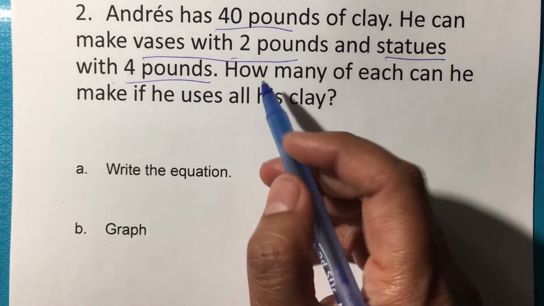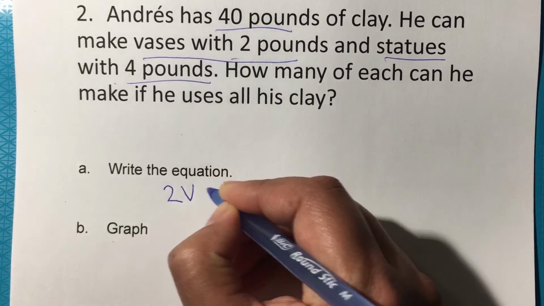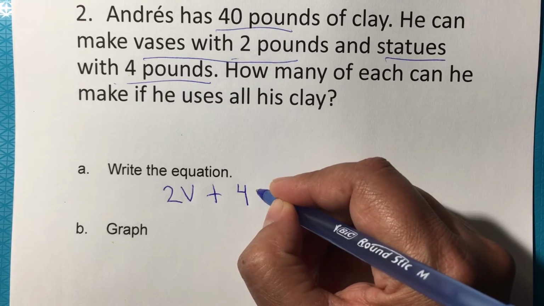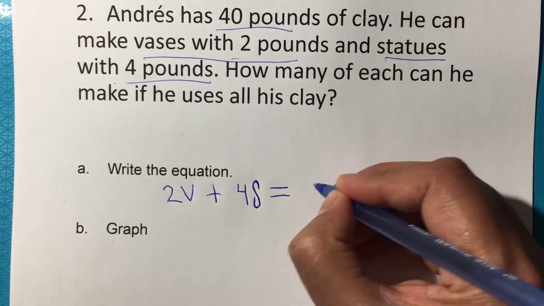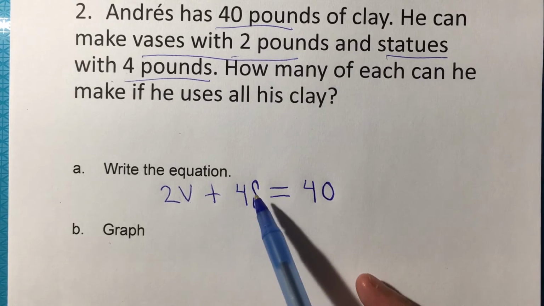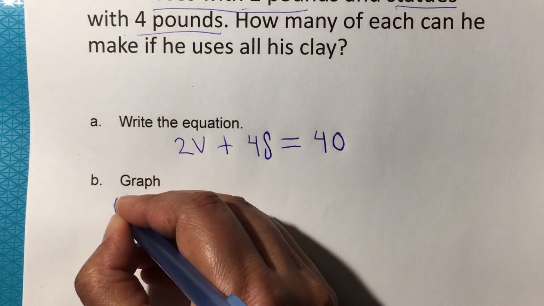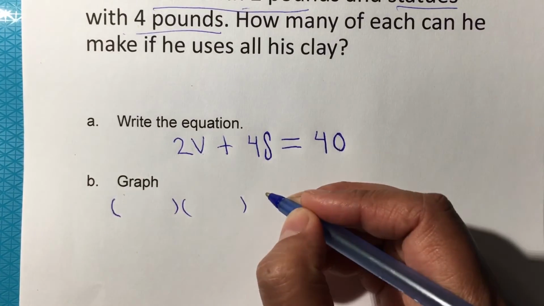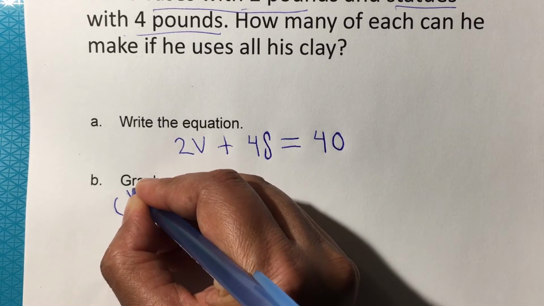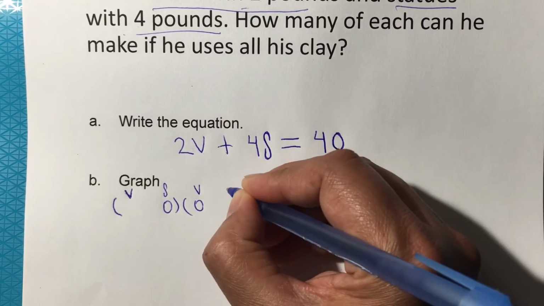So it says that with 2 pounds he can make vases. With 4 pounds he can make statues, and it equals the 40 pounds. Again, it's in standard form because the V and the S are on the left side of the equal sign. And that's when it's easier to use the intercepts, right? To be able to graph. So we put the 0, 0. In this case, we're going to put V and S, V and S.